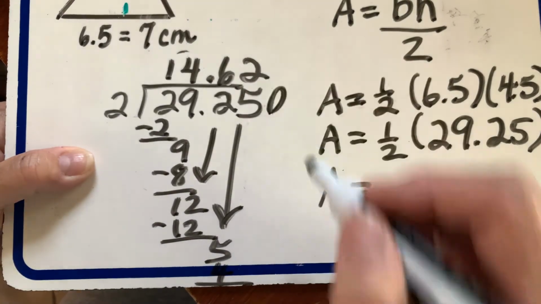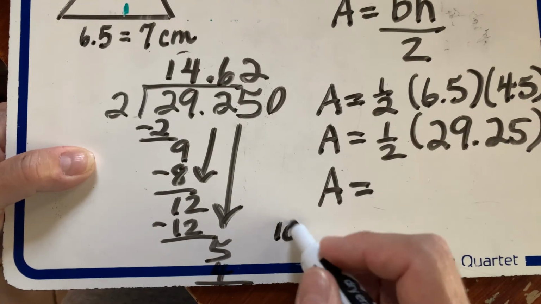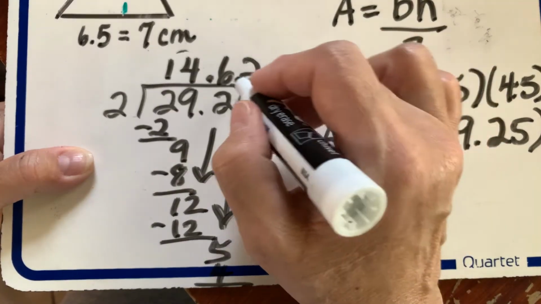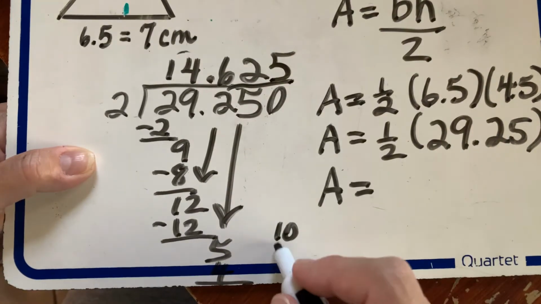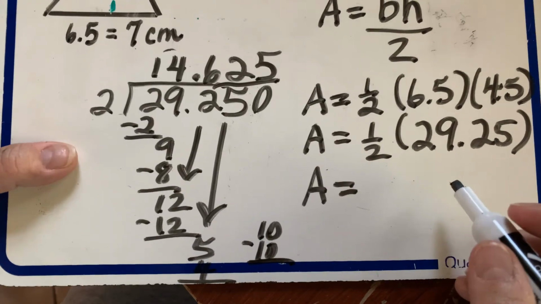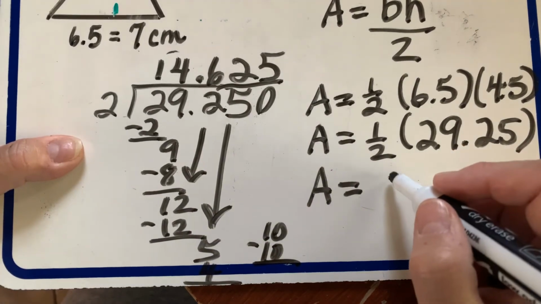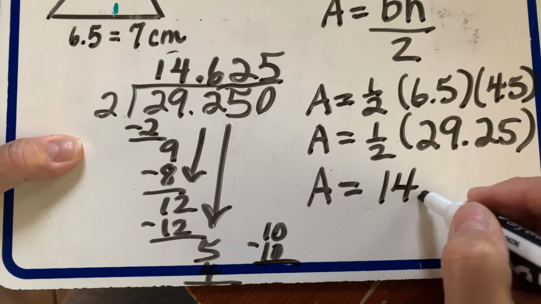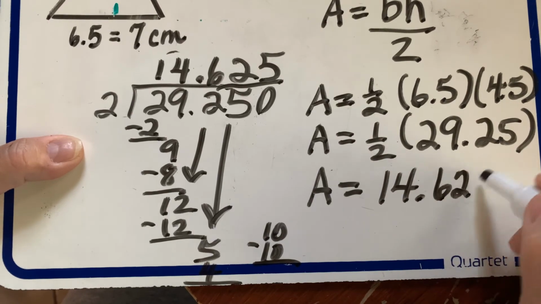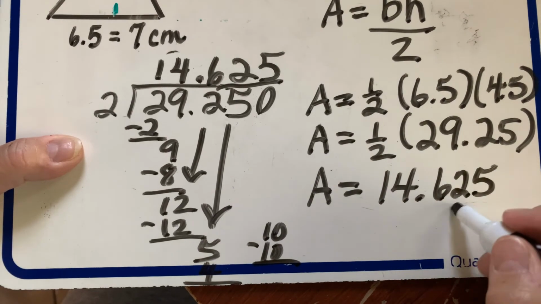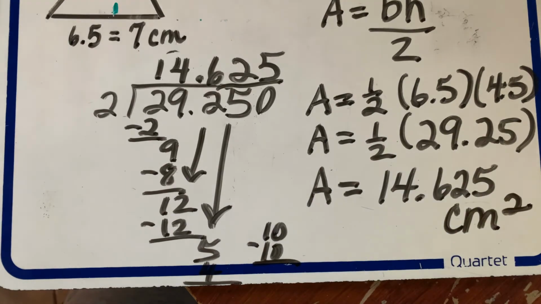And so we would add a 0. So that's going to be 10. So 2 goes into 10 5 times, which is 10. Oh, my board, I ran out of space. So our answer is 14 and 625 thousandths centimeters squared. I bet you probably like the one where it was rounded to the nearest whole number better. Okay.